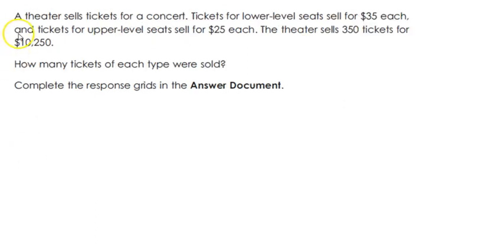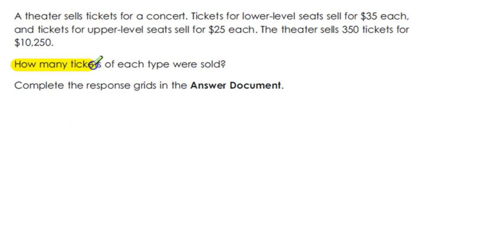All right, question 24. A theater sells tickets for a concert. Tickets for lower level seats sell for $35 each, and tickets for upper level seats sell for $25 each. The theater sells 350 tickets for $10,250. How many tickets of each type were sold?